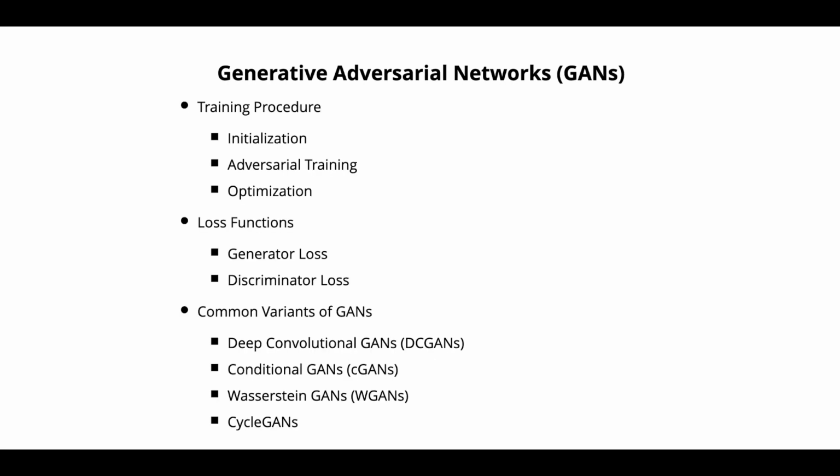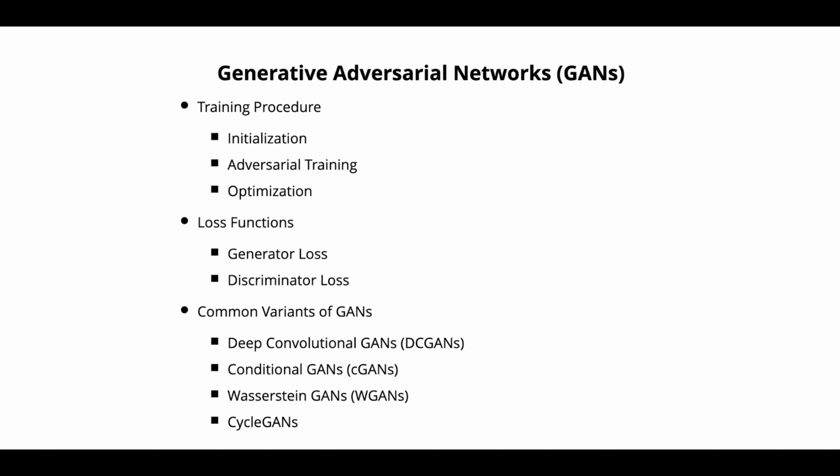For the training procedure, it's 3 steps. First is initialization, where you initialize the parameters of the generator and the discriminator networks. The next step is adversarial training, where the generator generates fake samples from random noise. The discriminator classifies both real and fake samples as real or fake. The generator is trained to produce samples that fool the discriminator, maximizing the probability of fake samples being classified as real. The discriminator is trained to correctly classify real and fake samples, minimizing the probability of misclassification.